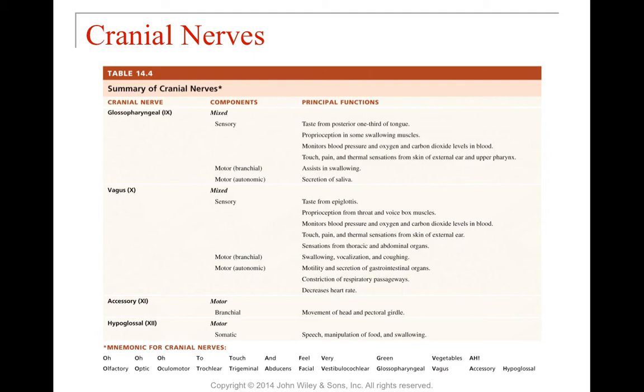In order for you to remember that, it's a very, very strange mnemonic, but it's simple to remember. To touch and feel very green vegetables. Right? And that's just going to be in order: olfactory, optic, oculomotor, trochlear, trigeminal, abducens, facial, vestibulocochlear, glossopharyngeal, vagus, accessory, and hypoglossal. Now, I am not going to ask you to memorize which of these nerves is what number, but I do want you to have an idea of which of these nerves is responsible for which functions.